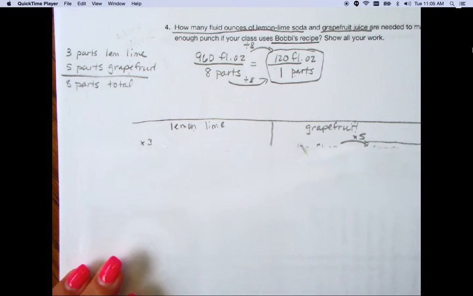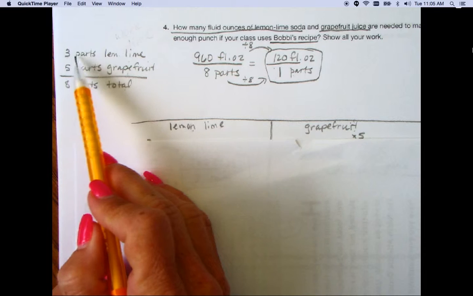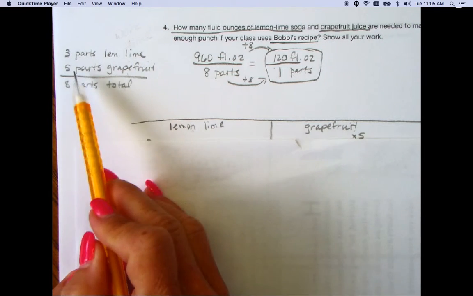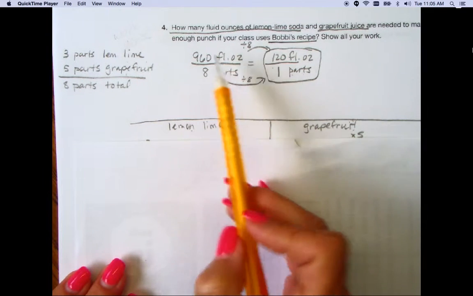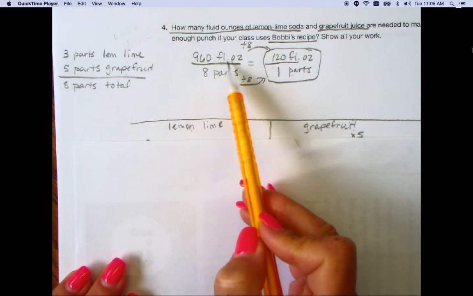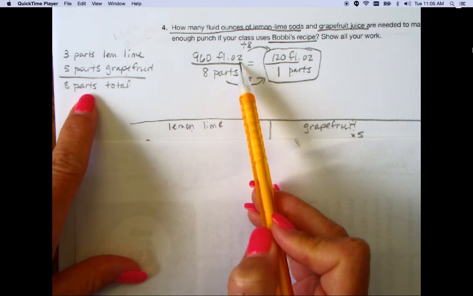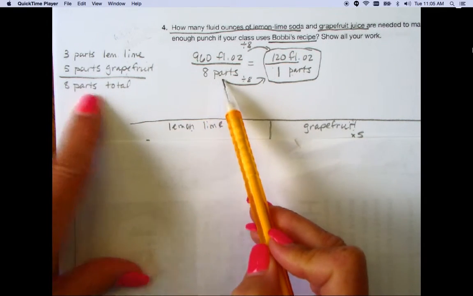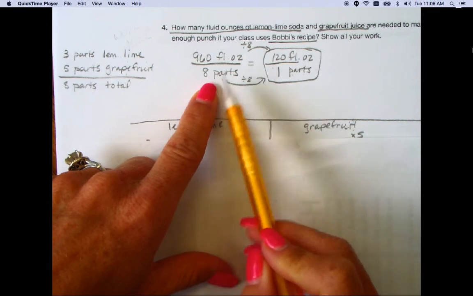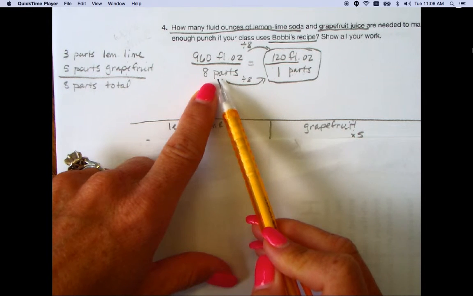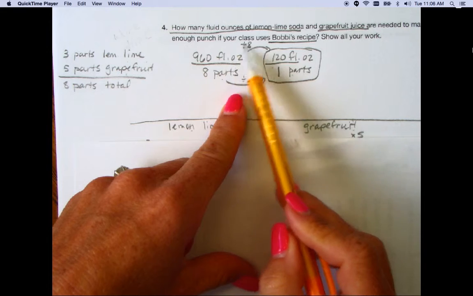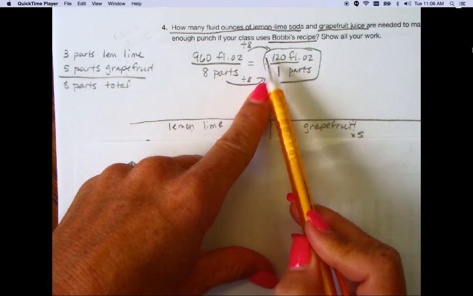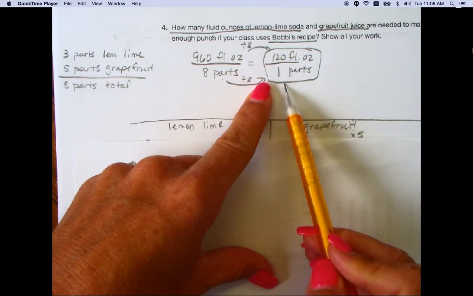So I did the same thing. I wrote down his recipe. He had 3 parts of lemon lime, 5 parts of grapefruit. That's a total of 8. We found out we need 960 fluid ounces, and Bobby had 8 parts total in his recipe. I want to know how many fluid ounces for one part. So I scaled down for one part, dividing by 8. Dividing by 8, I found I need 120 fluid ounces in one part.